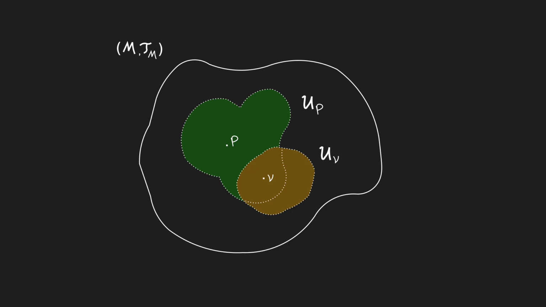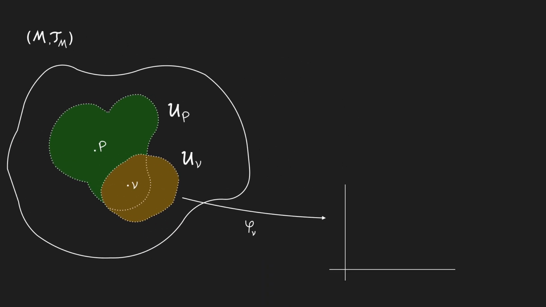Consider you have another open set which is overlapping. The great thing about manifolds is that you can make transitions and go from one chart to another. Imagine you have a chart defined. This is, by the way, called a chart, and a collection of charts is called an atlas. So this is a chart, for example, for point V.